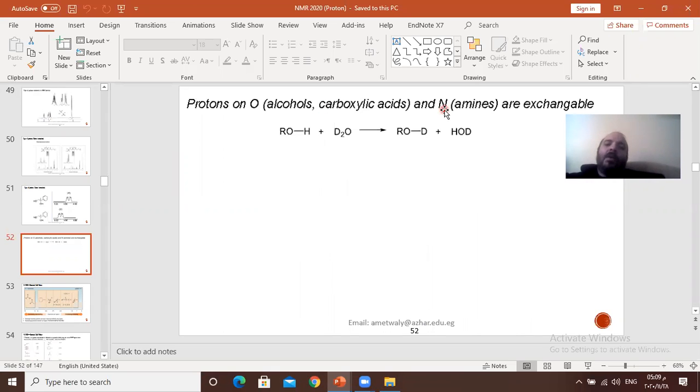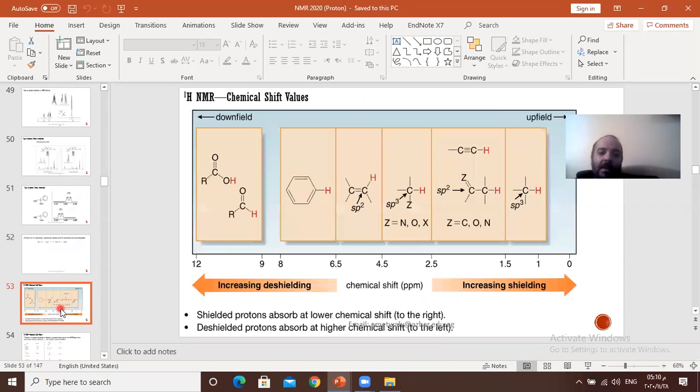What does exchangeable mean? When I put it in deuterium oxide, it is exchanged with the deuterium, which means it doesn't appear. What can I take from this? For example, if I have a sharp signal, and I'm not sure whether this signal is for the amine or the hydroxyl or for another carbon, I just repeat my experiment in an exchangeable solvent, and it should disappear. Of course, if I run HMQC or HSQC in 2D, I will know clearly and easily. But this is not the situation here.